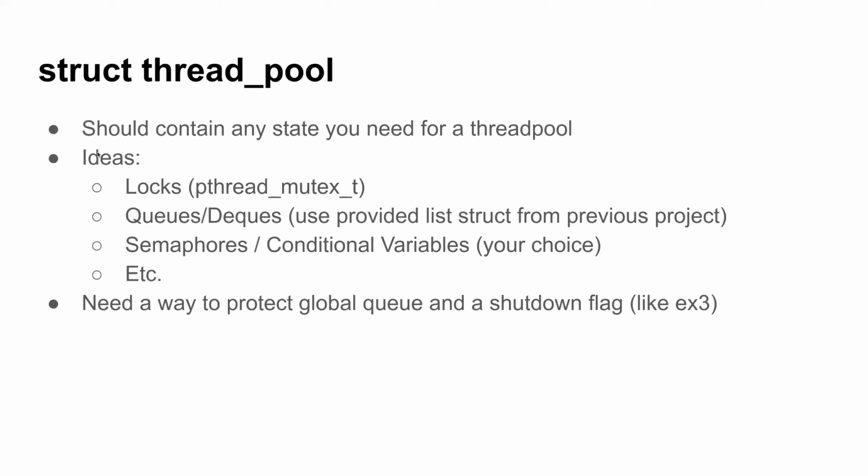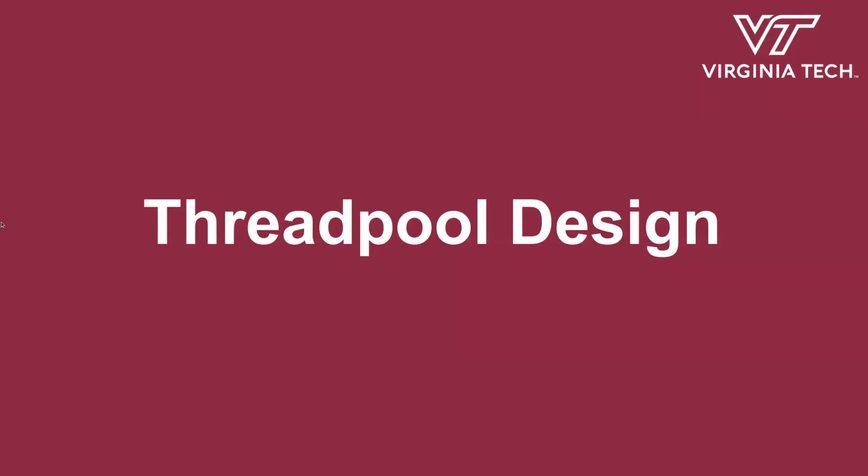Okay, so now we need a way to protect the global queue and a shutdown flag, just like exercise 3. So that's why we do need some sort of locking mechanism or signaling mechanism for that. So keep that in mind as you're designing the struct for thread pool.